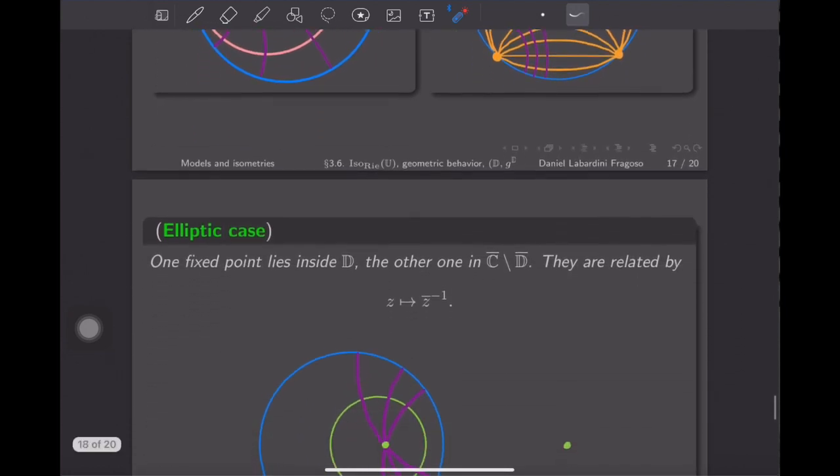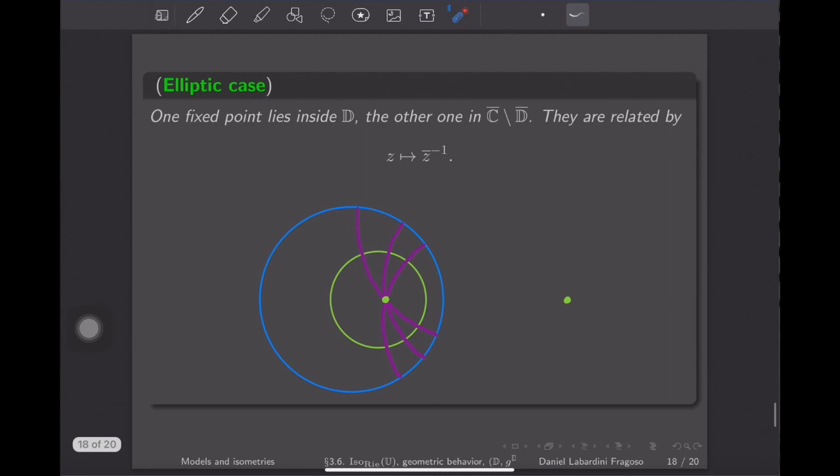And finally, in the elliptic case, one fixed point has to lie inside D, the other one has to be completely outside, and actually completely outside the bar. And the fact that in the upper half plane, the two fixed points were related by one being the complex conjugate of the other corresponds now to the two fixed points being related by this kind of inversion. So this I leave as an exercise. It's an easy exercise.